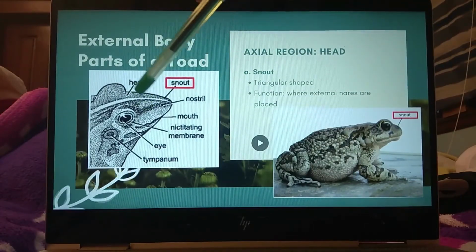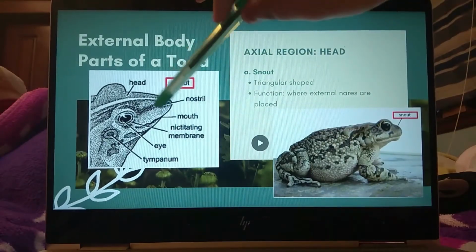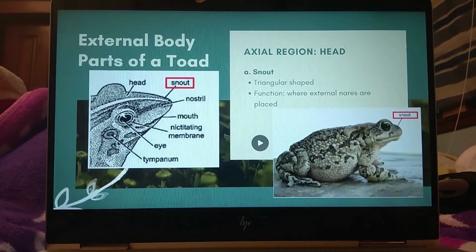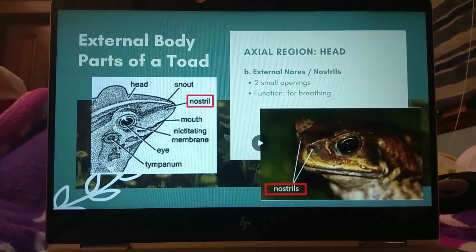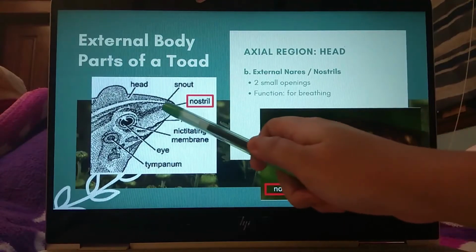And the function of the snout is actually where the external nares or its nostrils are placed. Here, another picture, we have a snout. Moving on. Next, we have the external nares or nostrils. These are the two small openings near the tip of the snout, and they are used for breathing. Here, the nostrils.